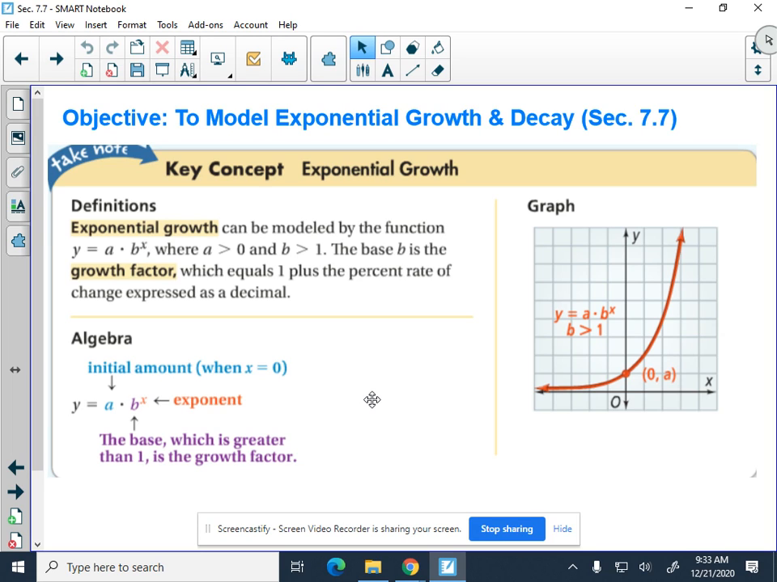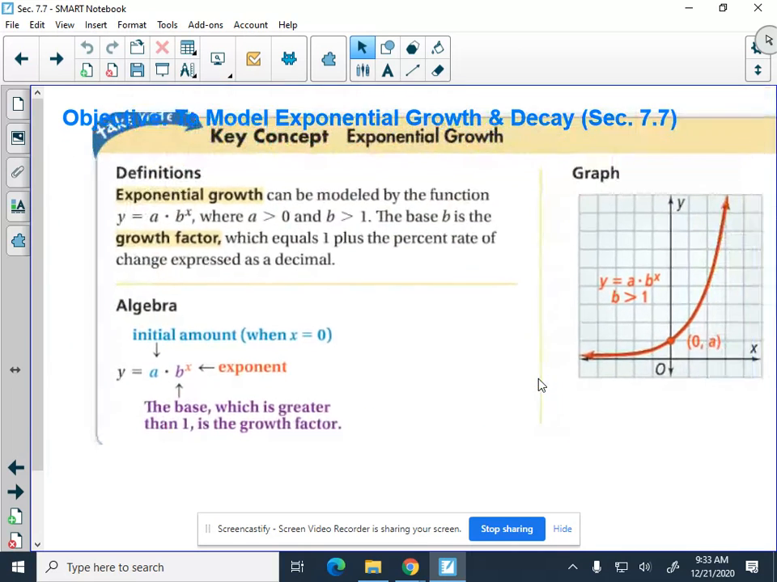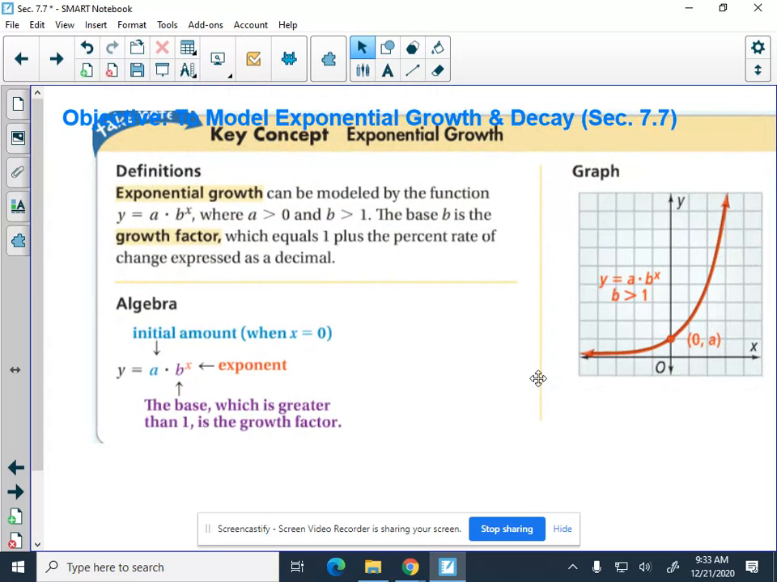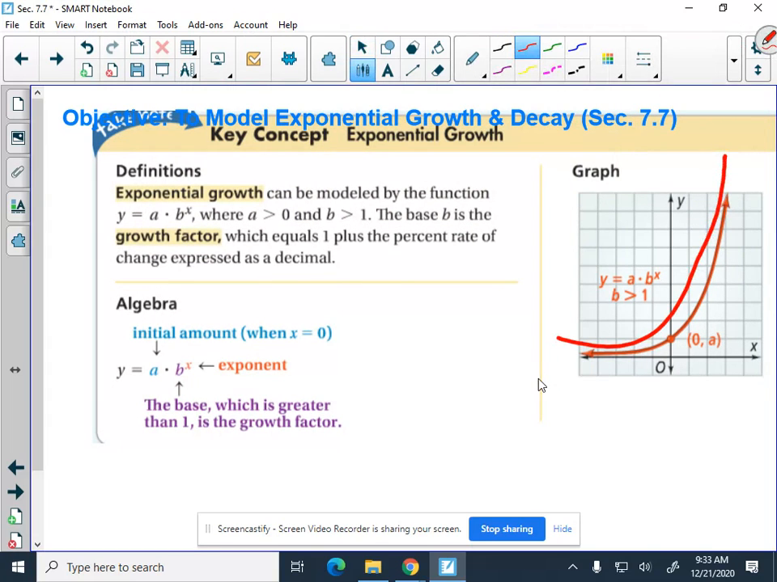Okay, here we go. 7.7 exponential growth and decay. Exponential growth, when we see a graph like this, is exponential growth. It's growing as it goes from left to right. Okay, we see it go up fast.